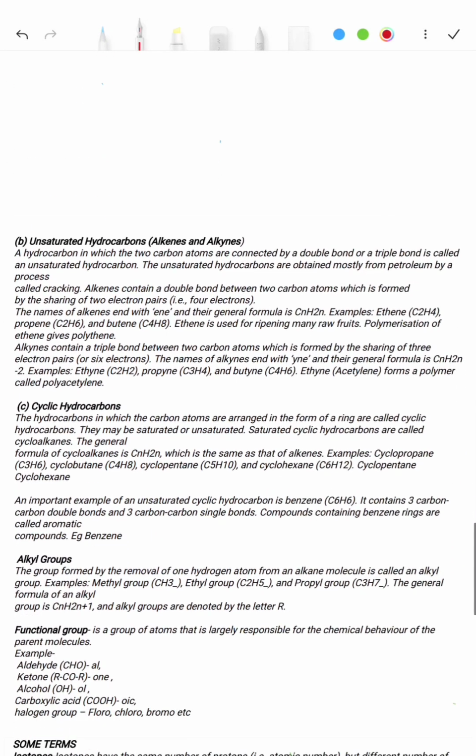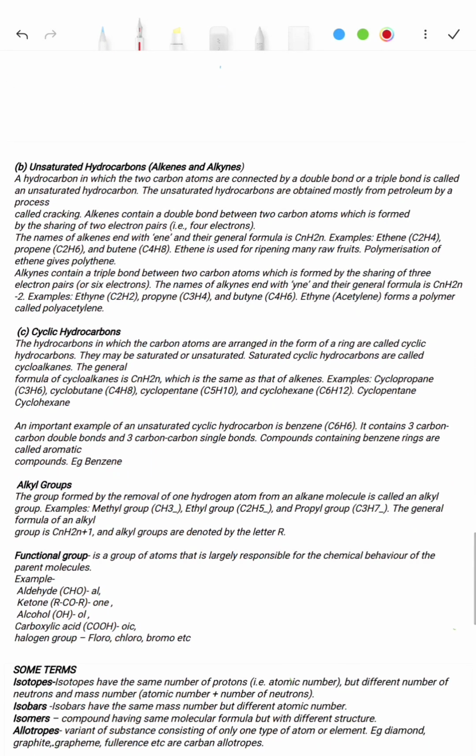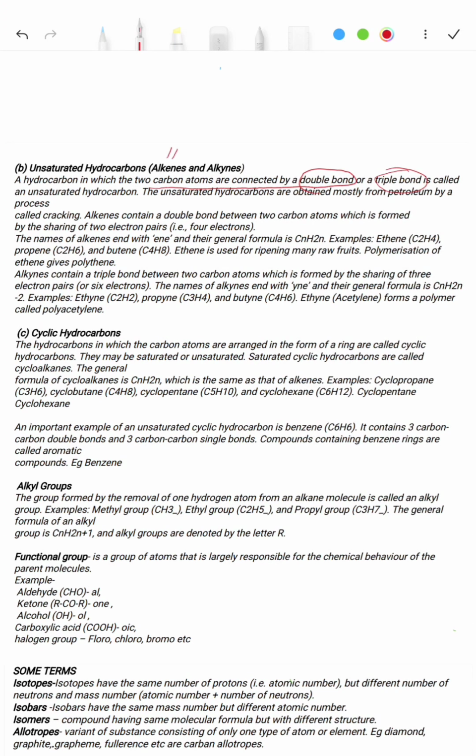Now coming to unsaturated hydrocarbons, that is alkenes and alkynes. A hydrocarbon in which 2 carbon atoms are connected by a double bond or triple bond is called an unsaturated hydrocarbon. So alkenes have double bonds, and alkynes have triple bonds.